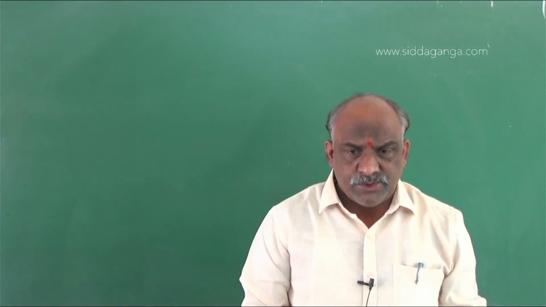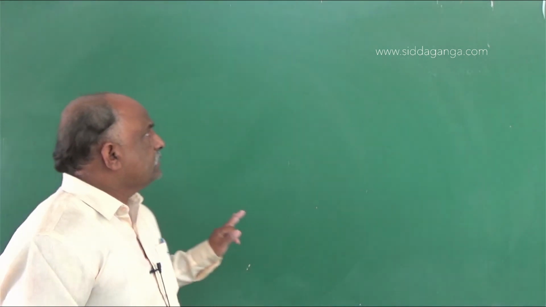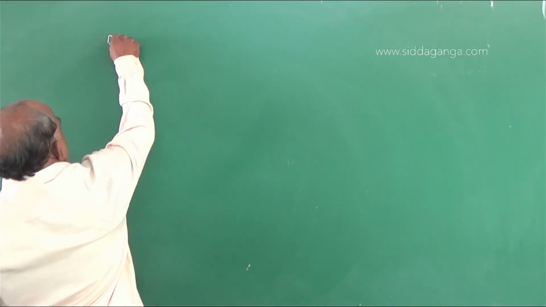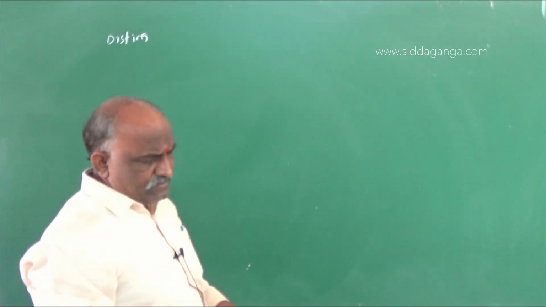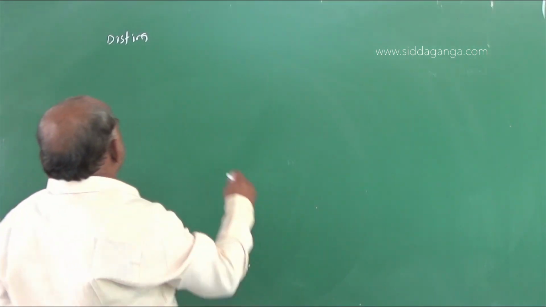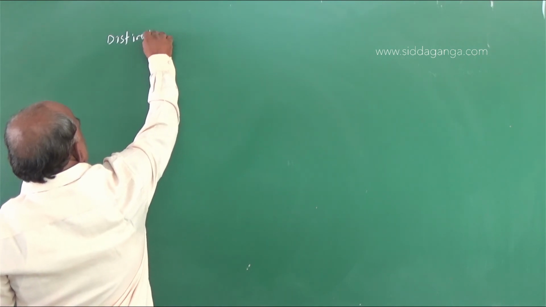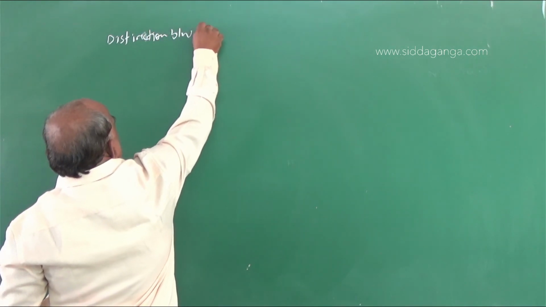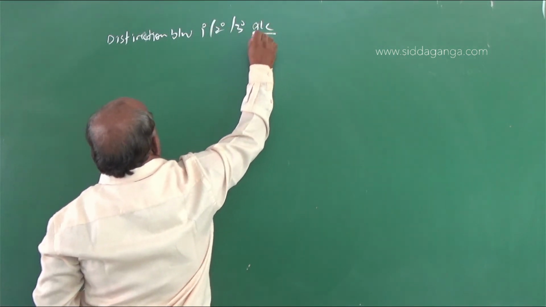So here, my dear students, just make a note: distinction between primary, secondary, tertiary alcohols, followed by three methods. So that is a conclusion regarding alcohols and phenols. Distinction between primary, secondary, tertiary alcohols.